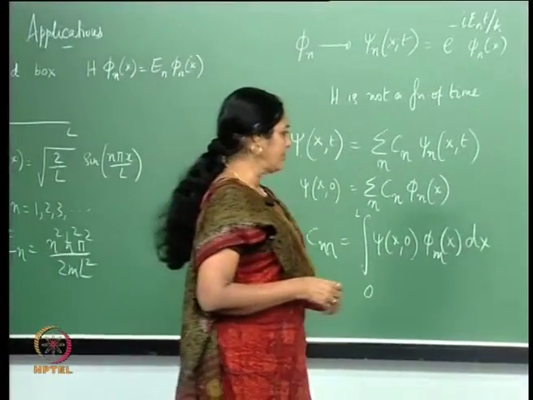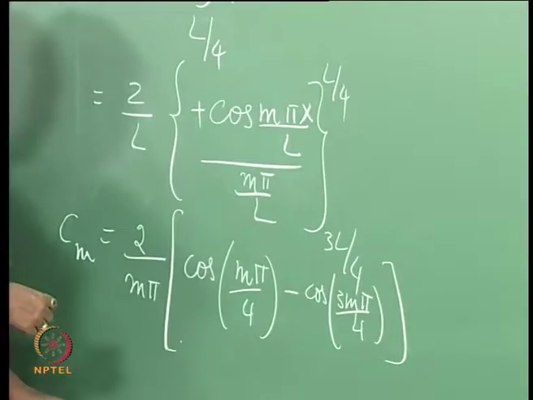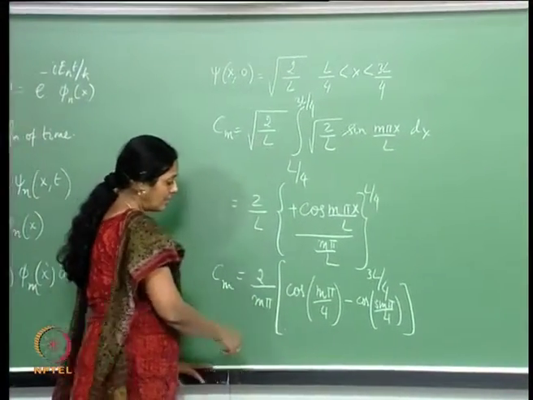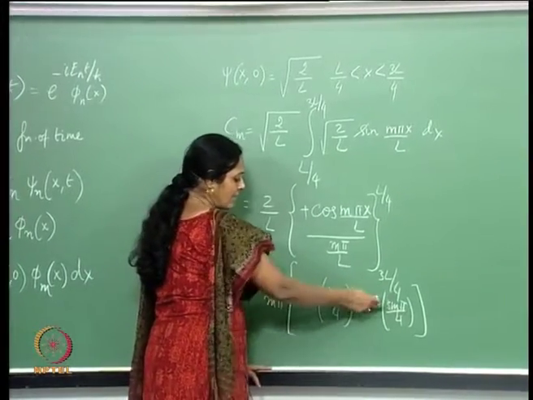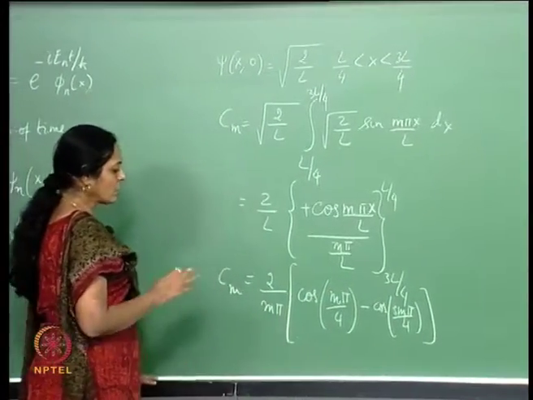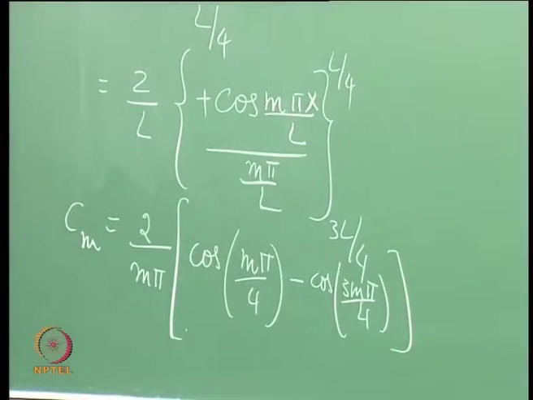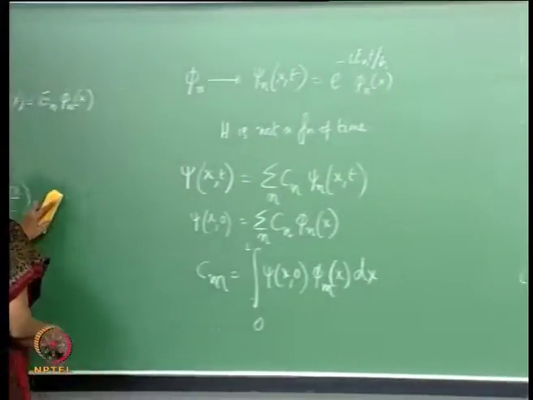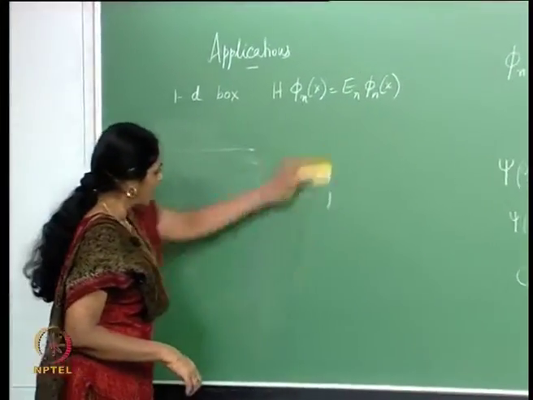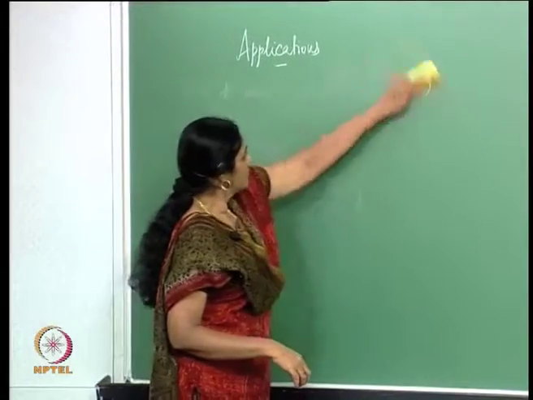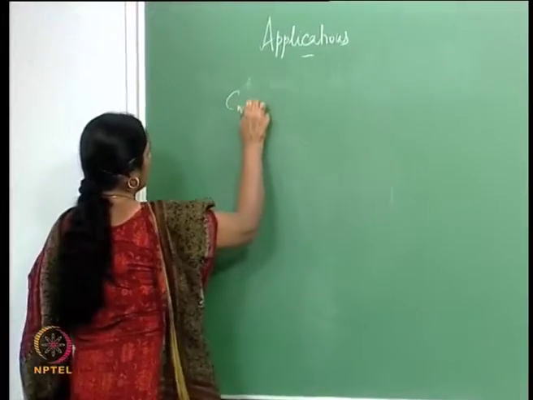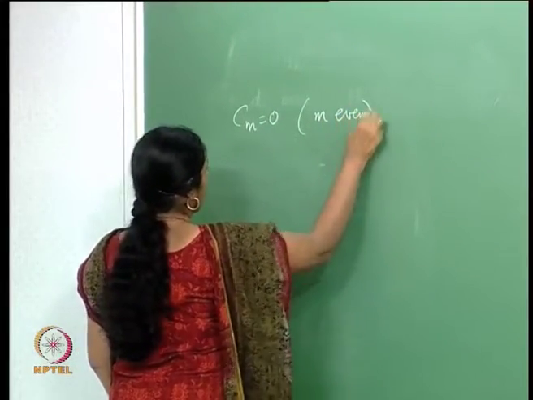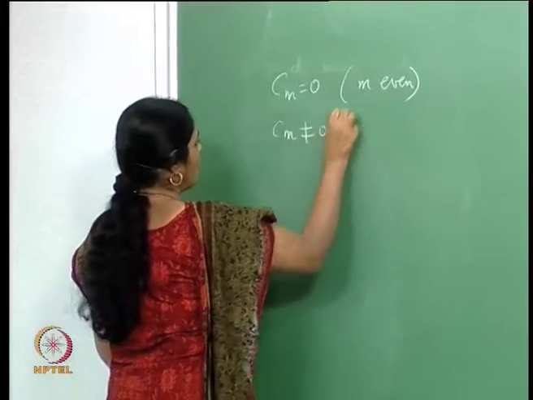So, certain things are obvious. Remember that m takes values 1 upwards, so there is no problem here, but for all even m's this vanishes and it only survives for odd values of m. So, I have C m equals 0 for even values of m, and C m not equal to 0 for odd values.